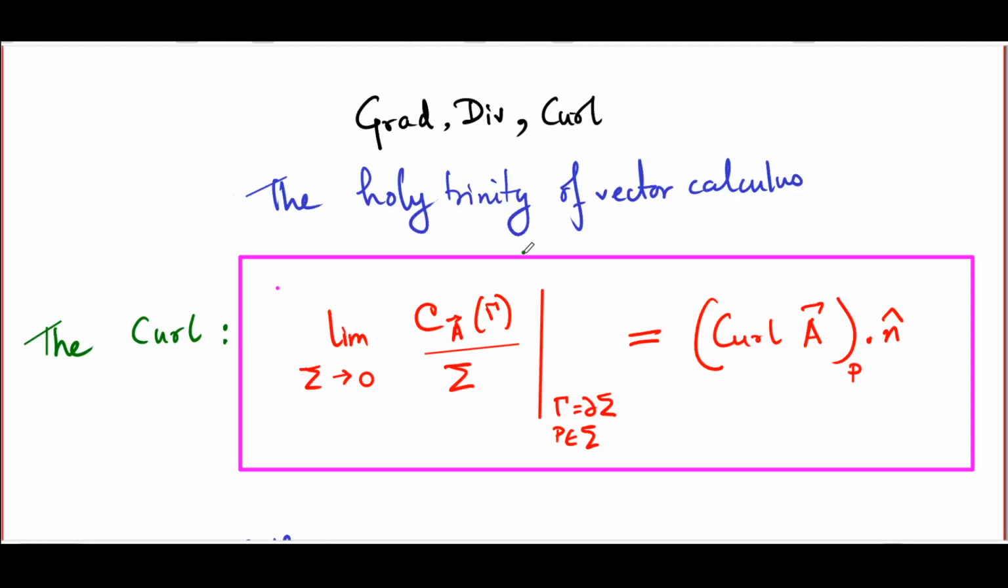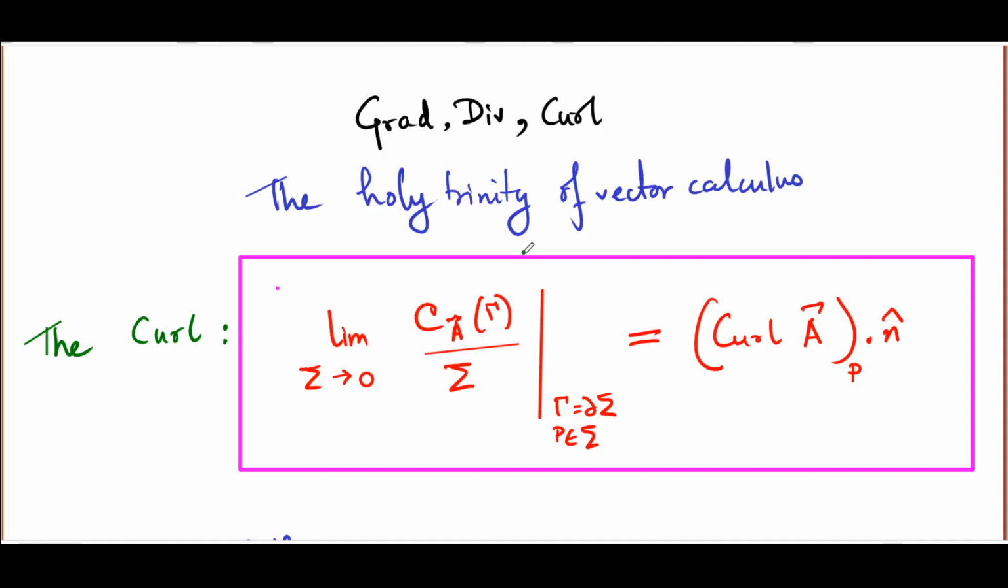Welcome to the 6th lecture of my series on the Holy Trinity of vector calculus. This particular lecture is going to be a short one because it has a very small agenda: the agenda of providing an alternate proof of a very important theorem.